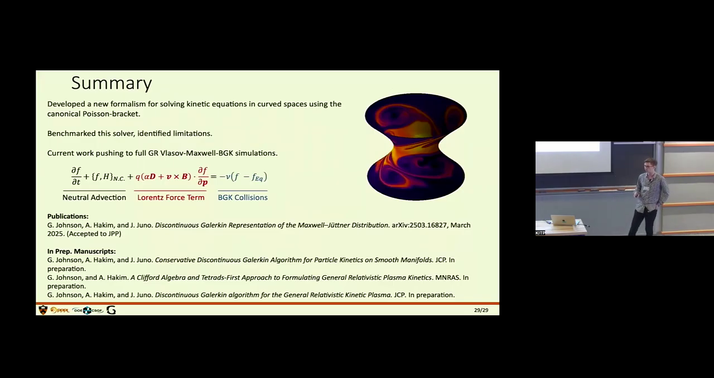My current work for my PhD thesis, I've talked about the neutral advective component of this, is coupling in Lorentz force terms and a DG representation of the GR Maxwell's equations, and then finally adding on BGK collisions. So by the end of my thesis, I hope we'll have a full Maxwell-Vlasov BGK system with DG kinetics in arbitrary dimensions. So thank you very much for your attention.